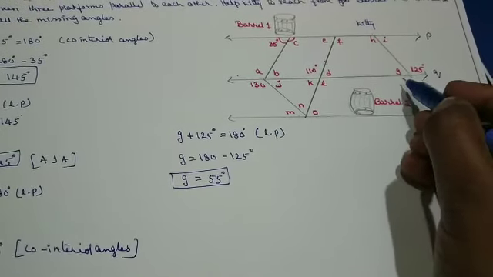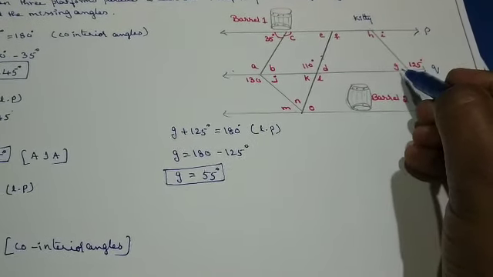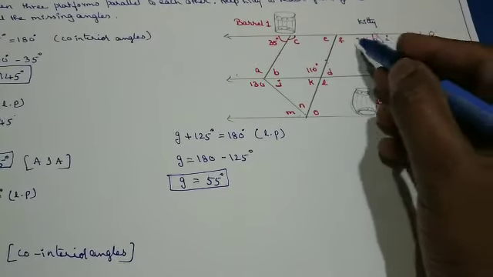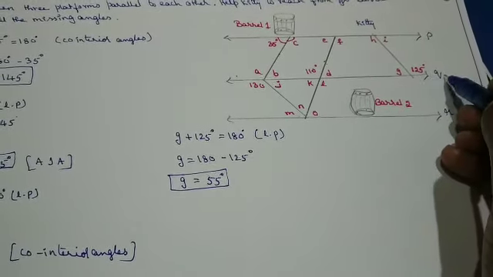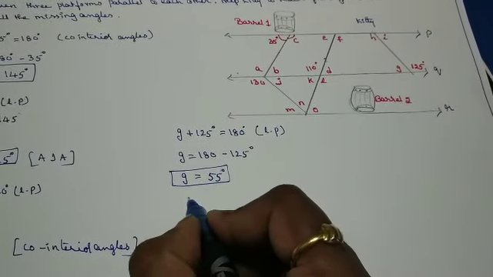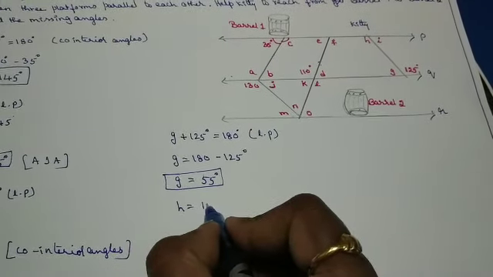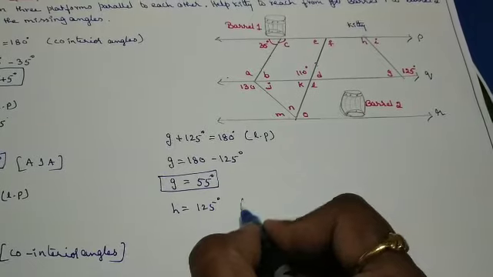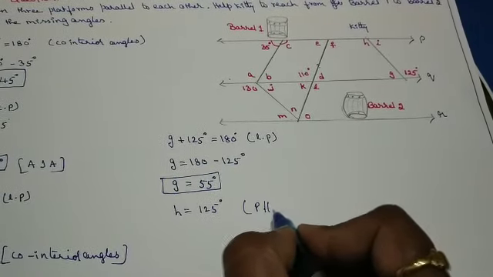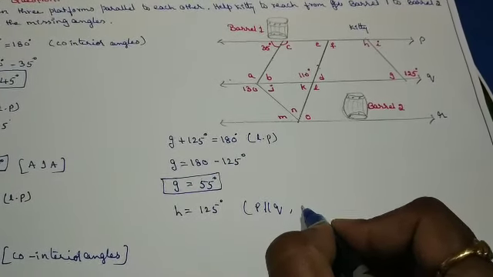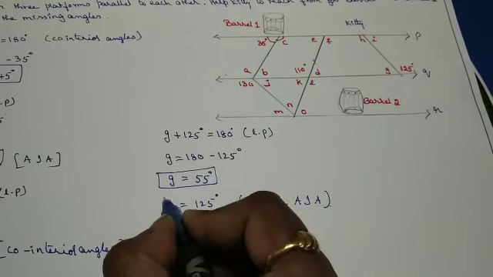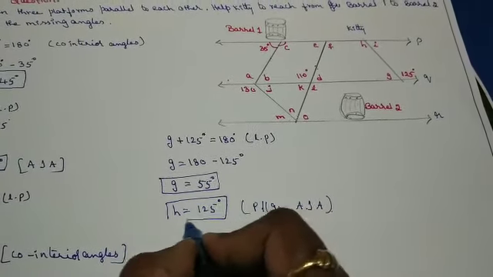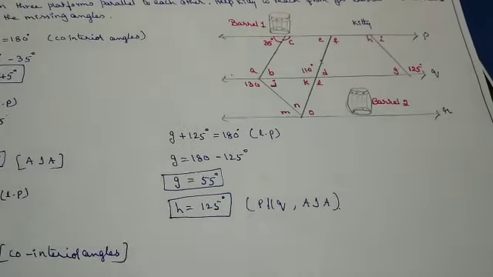Now H. How this H is related with the G? Yes, co-interior. Or you can go with the Z shape also with respect to P parallel to Q. Then H equal to 125 degree. So P parallel to Q, so I can apply alternate interior angles concept. I got even the H value.